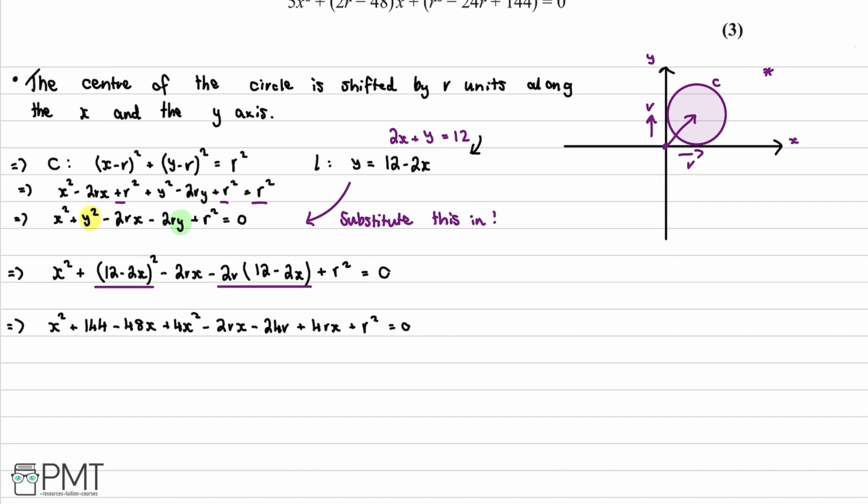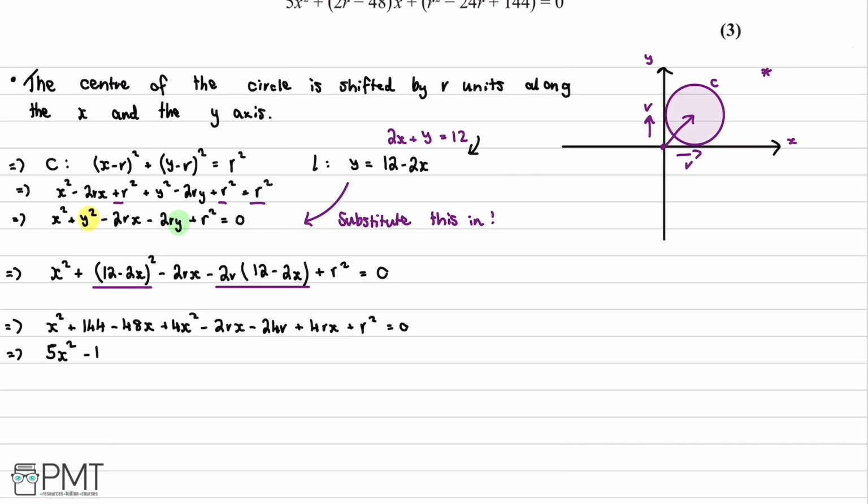So now we can simplify this by collating all the like terms. Firstly, we have an x squared and a 4x squared, so that's going to give us 5x squared. Then taking a look at all our terms which have an x, we're going to have negative 48x. We'll keep that on its own for just now. And then we have negative 2 lots of rx and 4rx. So combining them together, we have 4 minus 2, so we have remaining positive 2rx.